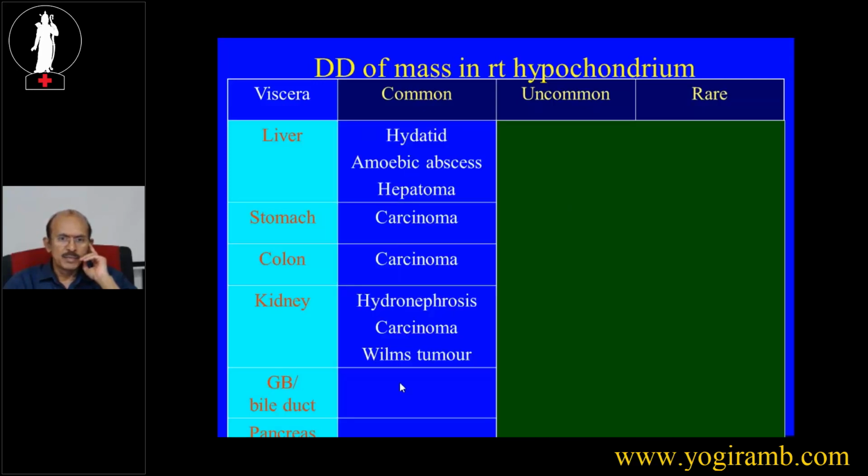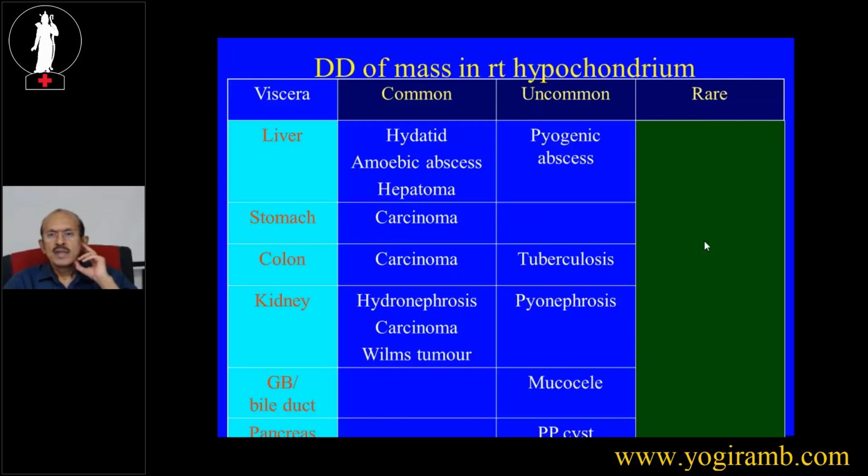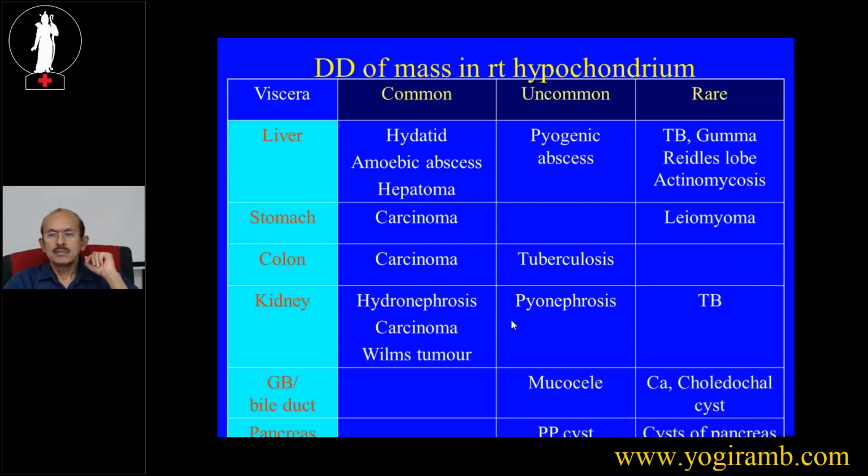Commonly seen swellings are liver: hydatid, amoebic abscess, hepatoma; stomach carcinoma, colon carcinoma, kidney: hydronephrosis, carcinoma, Wilms tumor. Gallbladder, bile duct, pancreas swellings are not commonly seen. Then uncommonly seen: pyogenic abscess, tuberculosis of the colon, pyonephrosis of the kidney, mucocele of the gallbladder, pseudopancreatic cyst in the head of the pancreas. Rarely seen swellings are tuberculosis of the liver, gumma, actinomycosis of the liver.